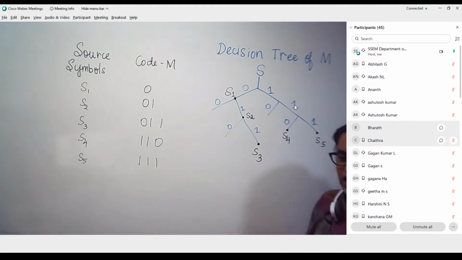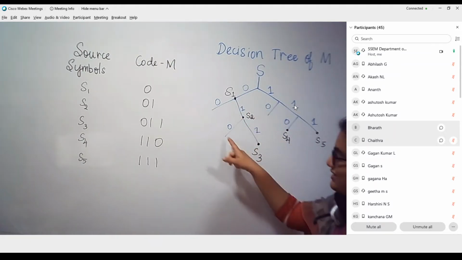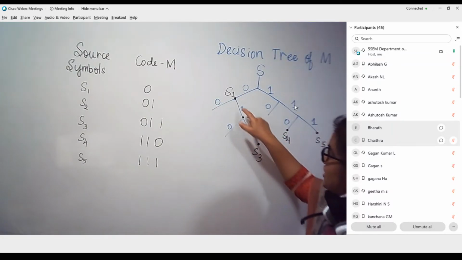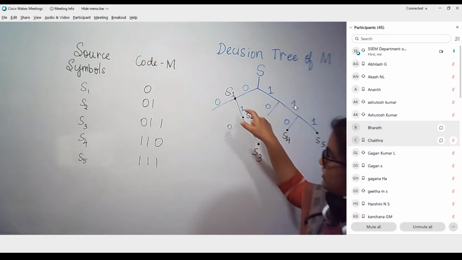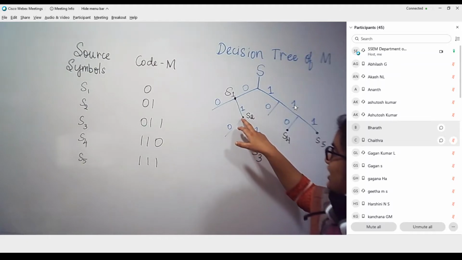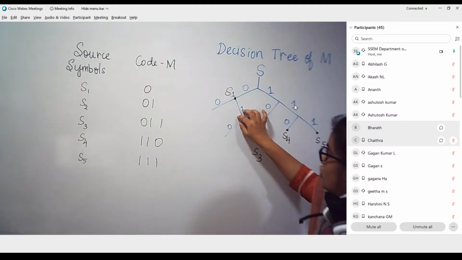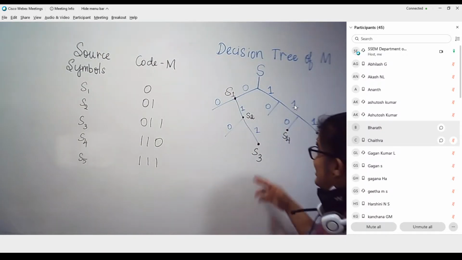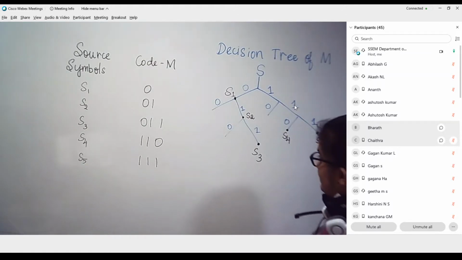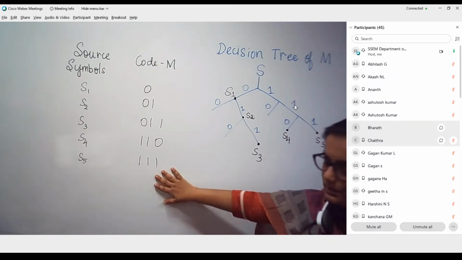If you observe here, unlike the previous case, the symbols are not located at the end terminals of the branches, but rather some of these symbols are present at the nodal points, or the decision making points. We call them decision making points because at this point I decide whether to go to 0 or 1. So these are the node points. Instead of being at the end of the branch, they are present at the nodes of the decision tree. Please make a note of this. This is the representation for the code M.